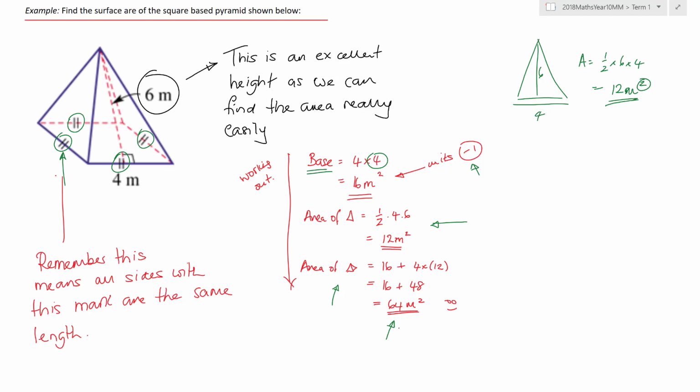So the area of the pyramid is 16. Where did I get the 16 from? This here is my base. This here is one triangle. Multiply it by 4 for the 4 triangles. Add them together. I get 64 square meters.